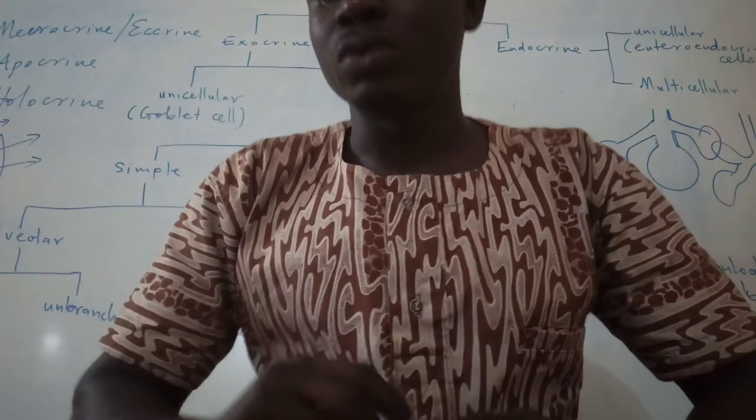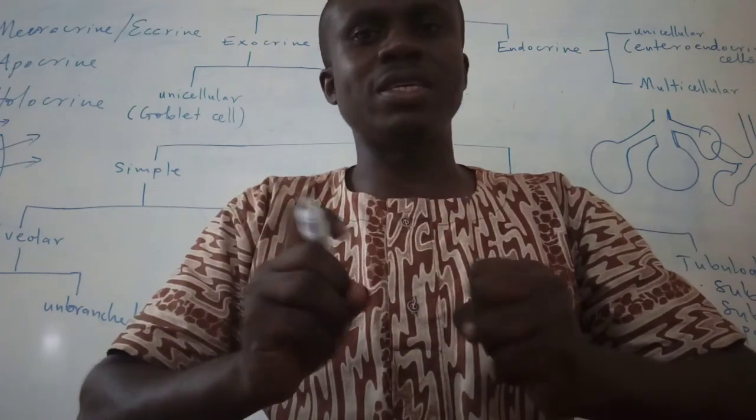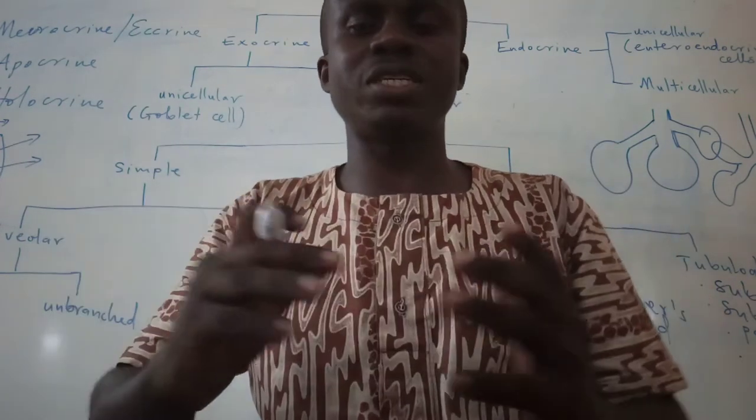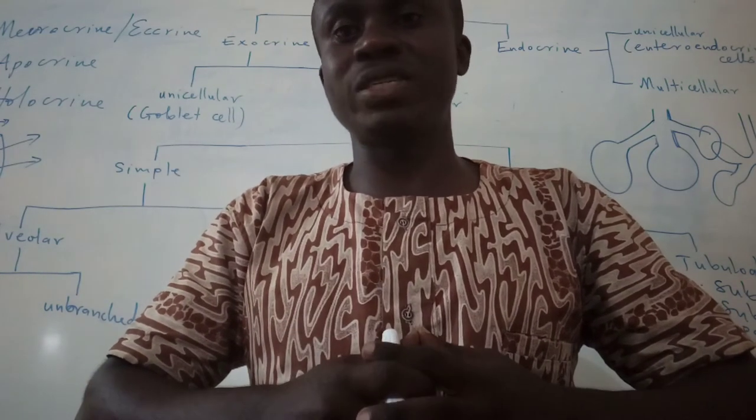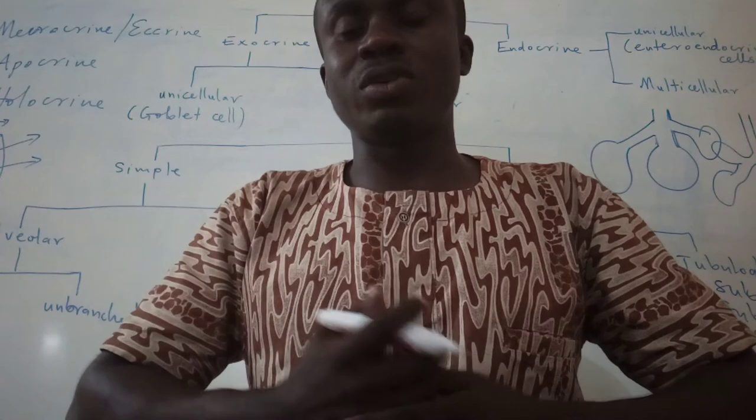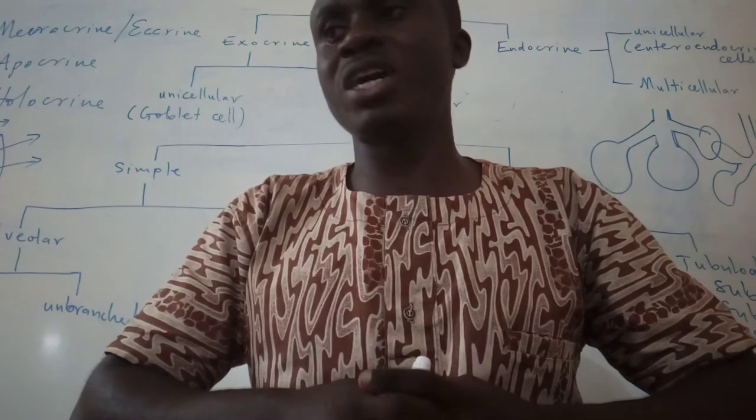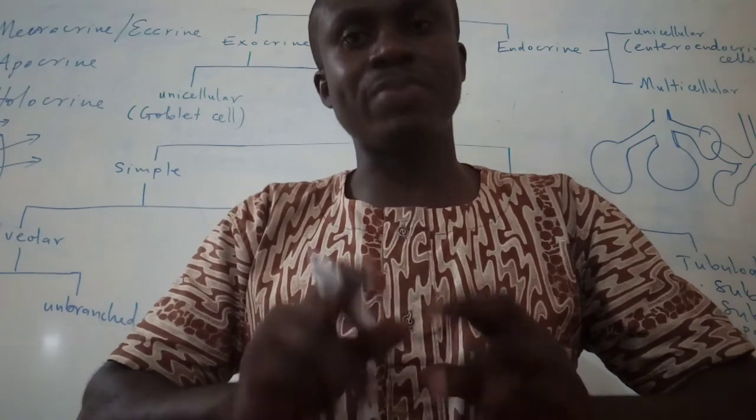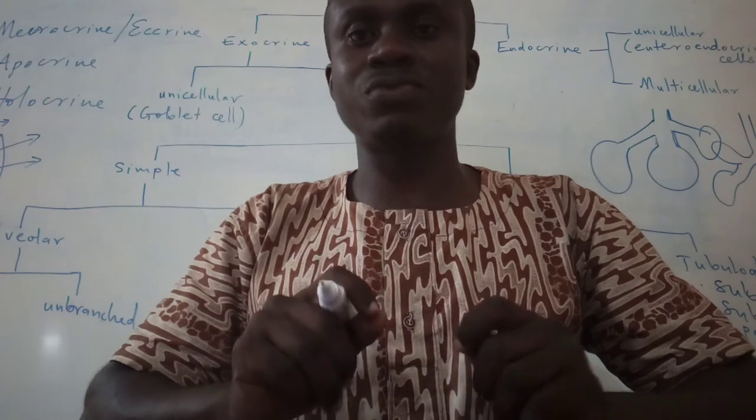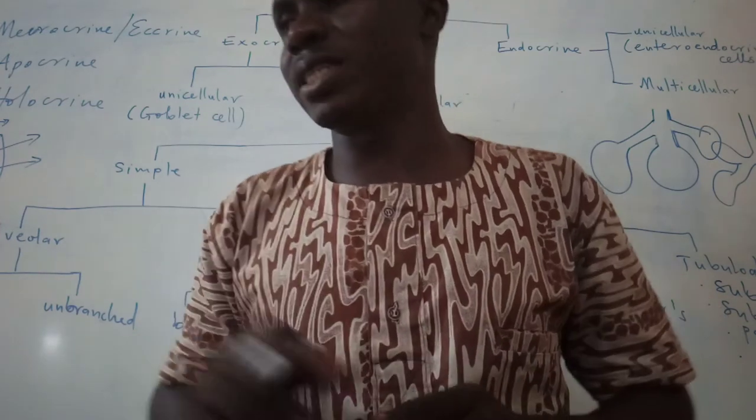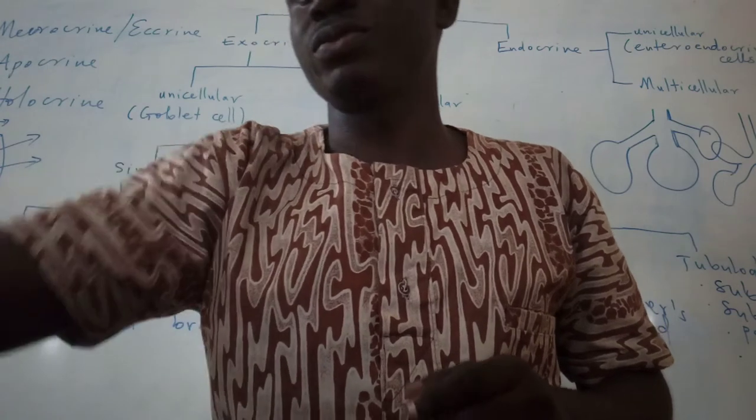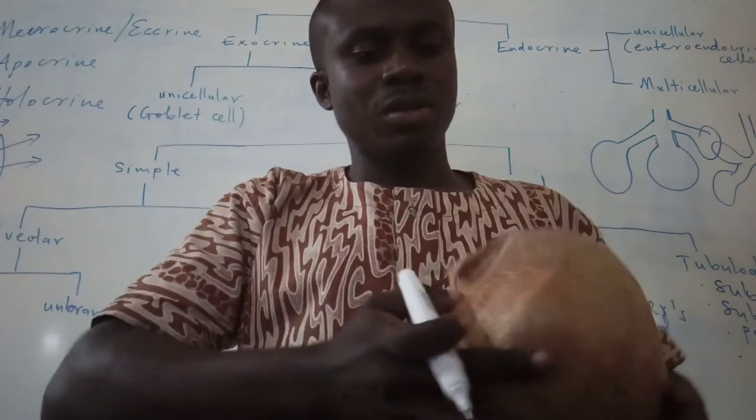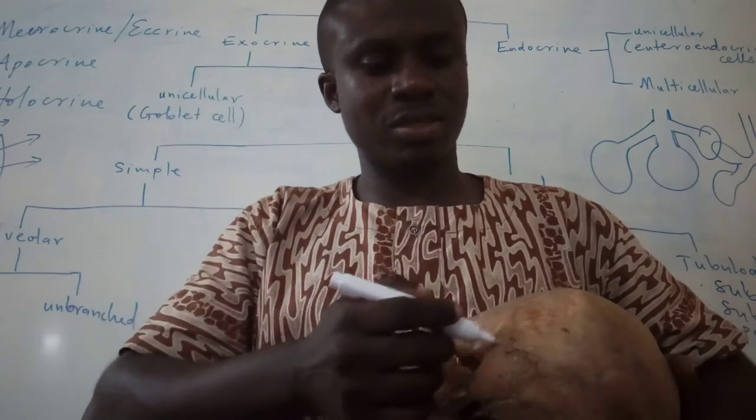So we've seen the frontal bone, we've seen the parietal bone, and we've also seen the occipital bone. So now we look at the temporal bone. Remember that the parietal bones are two, the occipital is one, the frontal is one. So let's look at the temporal bones. So this is a temporal bone.